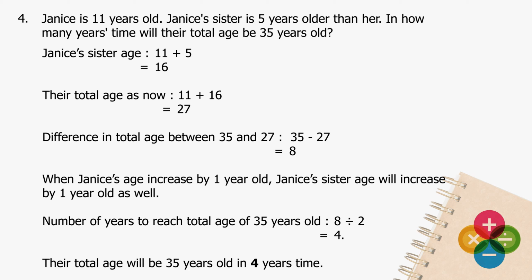When Janice's age increases by 1 year, Janice's sister's age will increase by 1 year as well. The number of years to reach a total age of 35 years old will be divide 8 by 2, and the quotient is 4. Their total age will be 35 years old in 4 years' time.